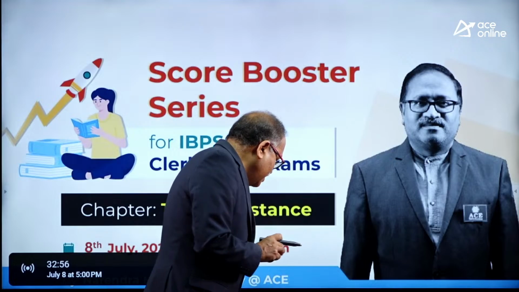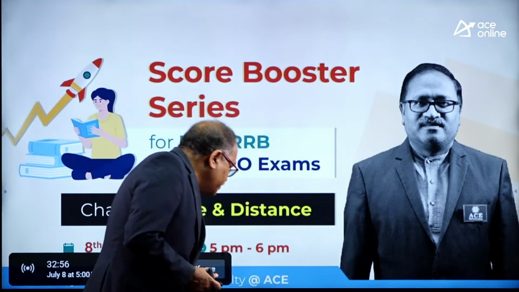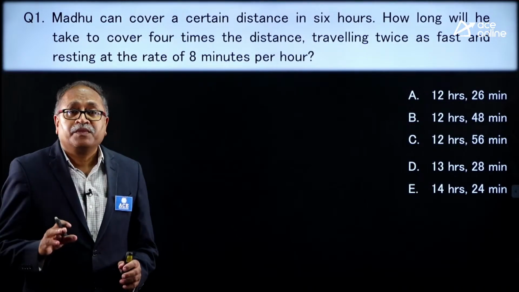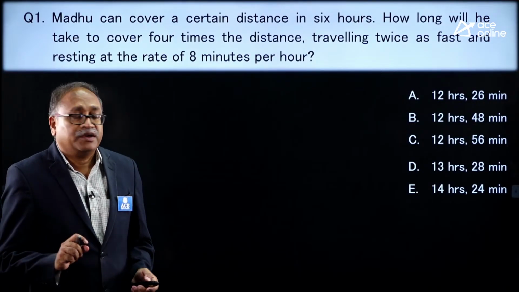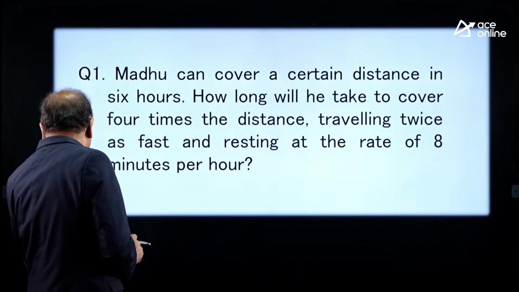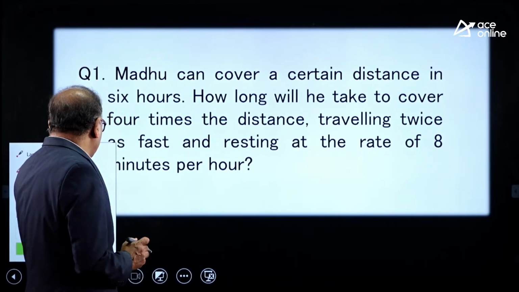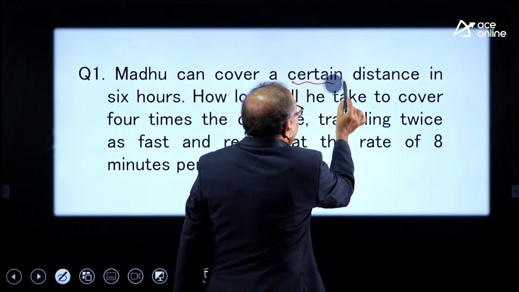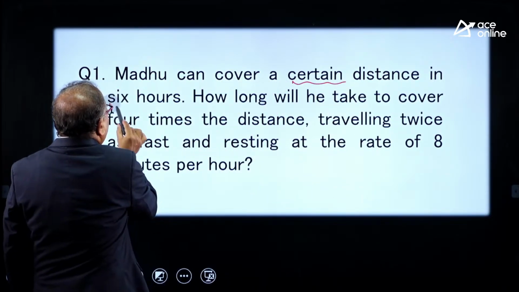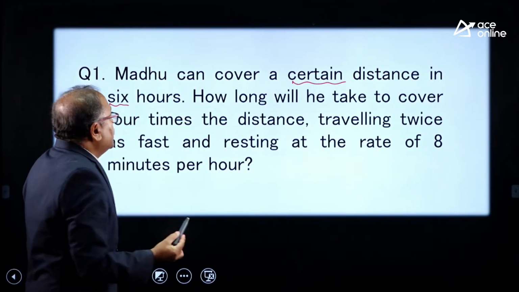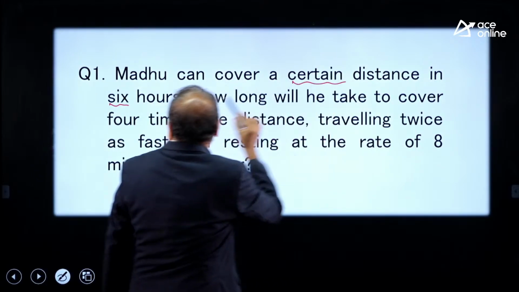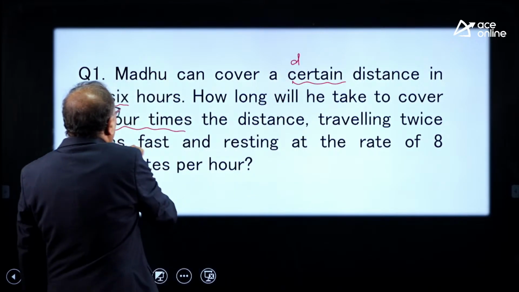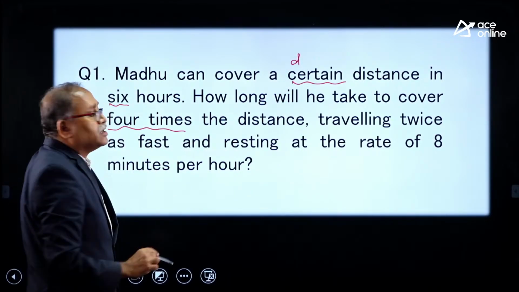Okay, my dear friends, the very first question on your board is this. First we will read the question. What is said here is that Madhu can cover a certain distance, I do not know what the distance is, in 6 hours. Next, how long will it take to cover 4 times the distance? So, if this is d, this is 4d. How much time will it take?